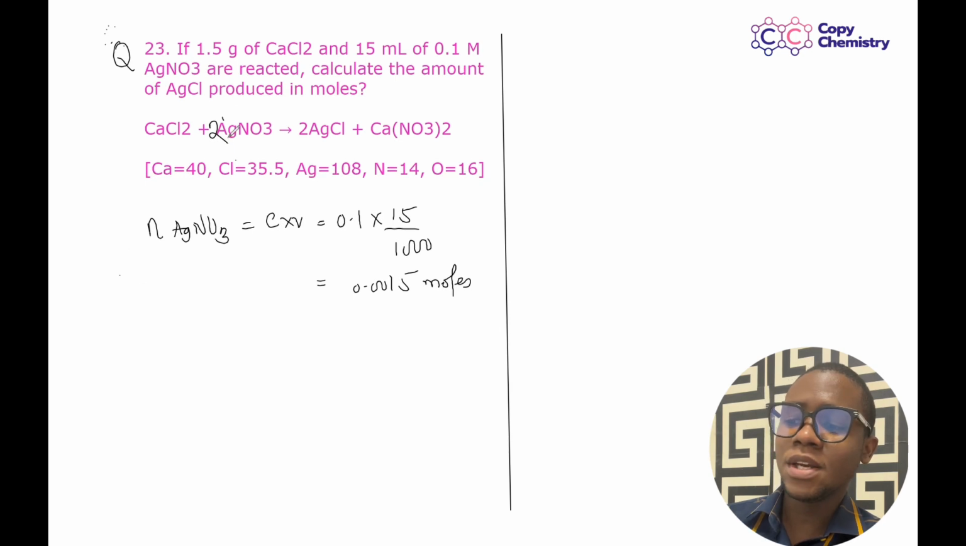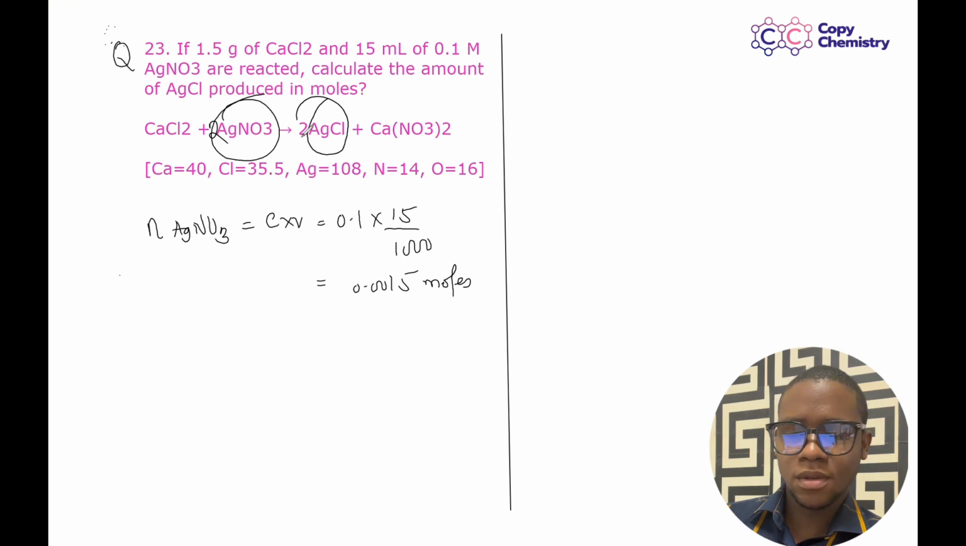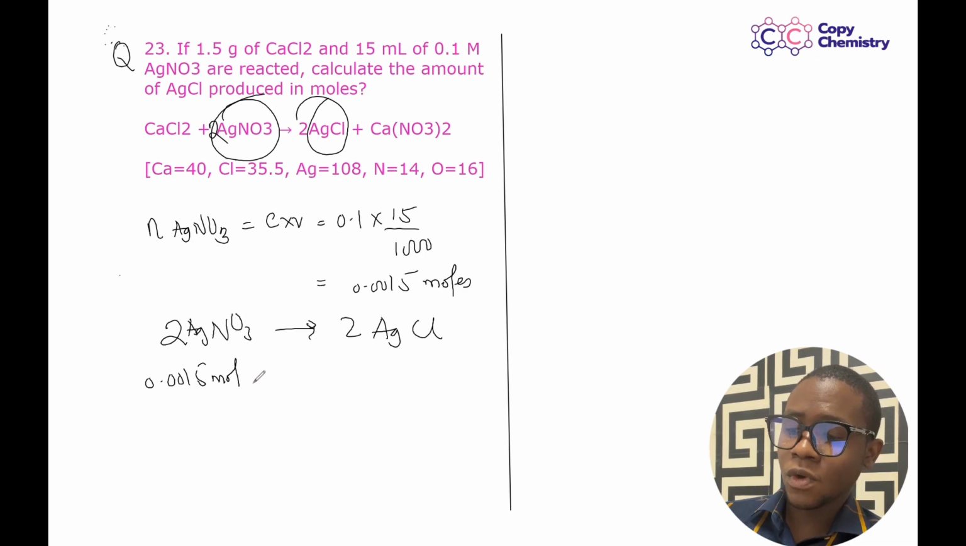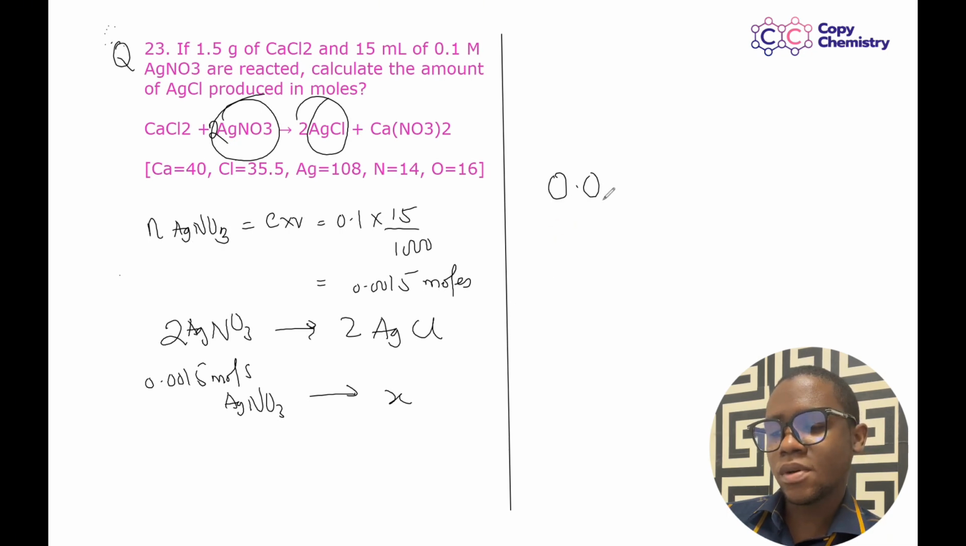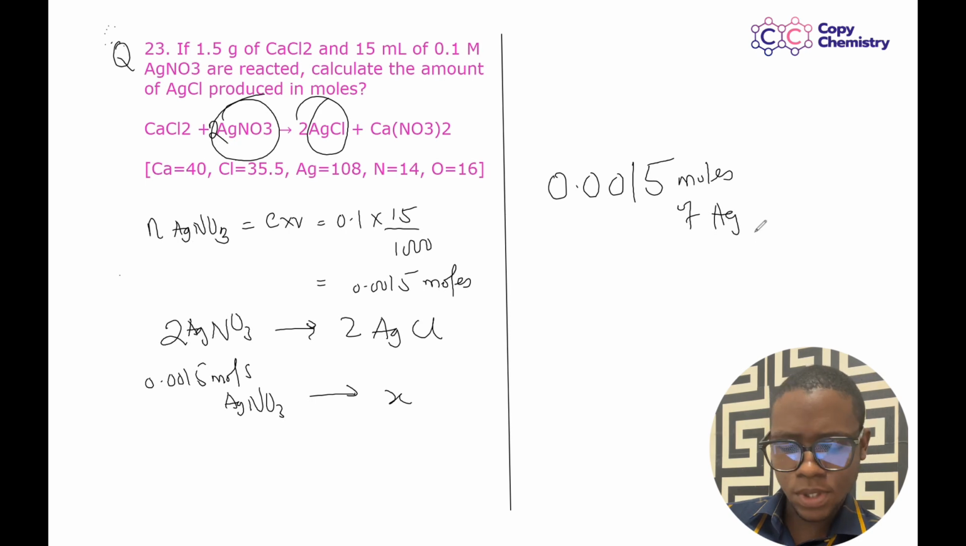Now this is what you use. You're supposed to compare the limiting reagent, which is this one, to the product. It's very important. So we can see here that 2 moles of AgNO3 produces 2 moles of AgCl, right? So that also means that if we have 0.0015 moles of AgNO3, the amount of AgCl produced in moles will also be 0.0015 moles of AgCl.